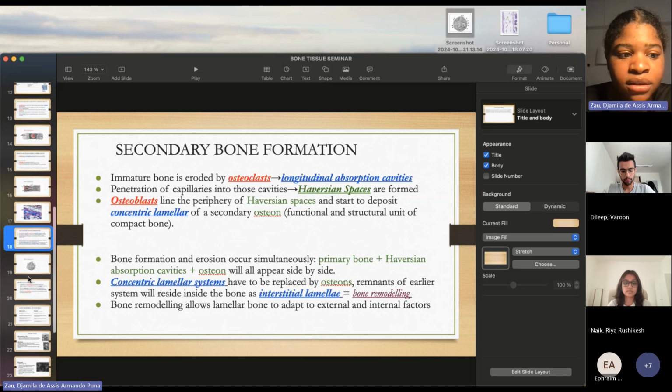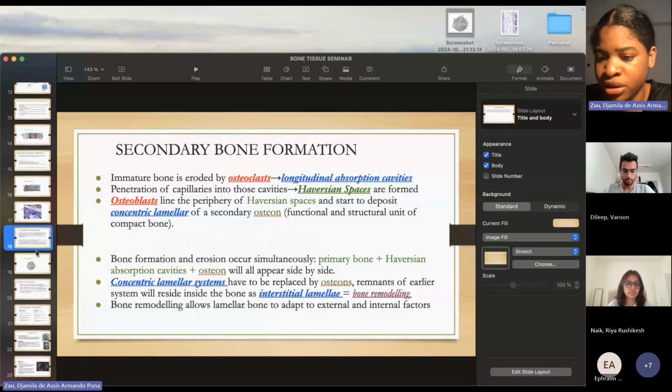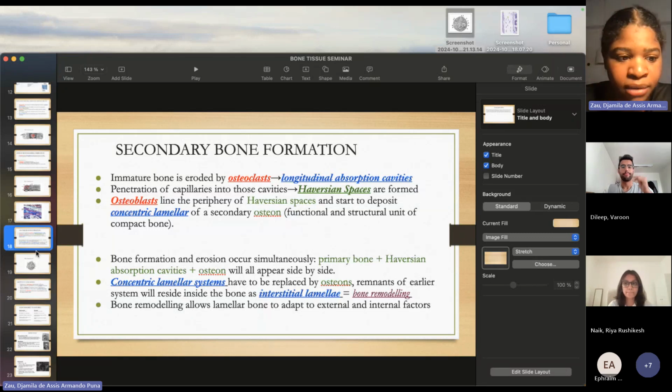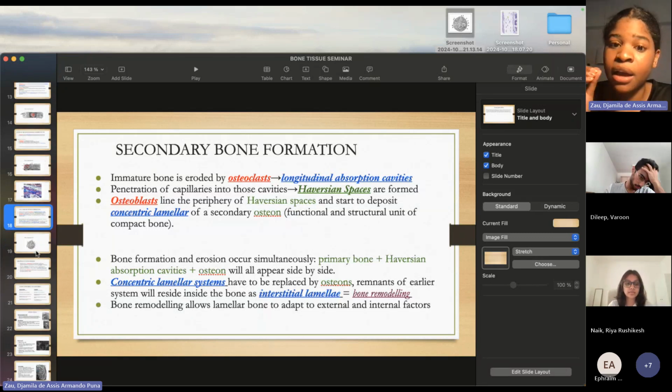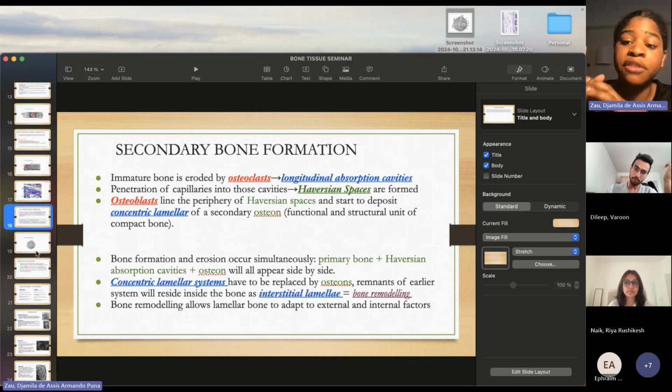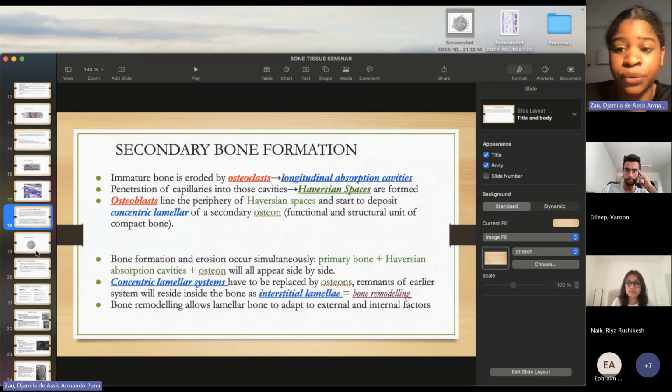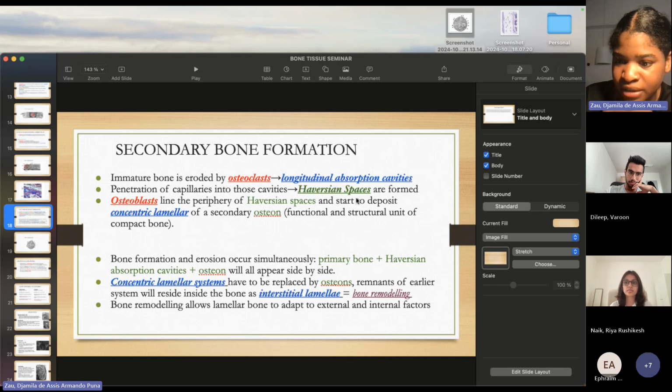Okay, hope that made sense, because now we're going to secondary bone formation. This is basically a repetition of what my colleague already said, but we're just going to go over it one more time to make sure it sticks in your head. One of the easiest, if not the easiest, slides for you guys to recognize will be bone. It will 100% be bone. There's no way for you to ever mix bone with something else. That's because you're going to see the Haversian spaces, which look like cement lines. Once you see those cement lines, you know you're looking at secondary bone.